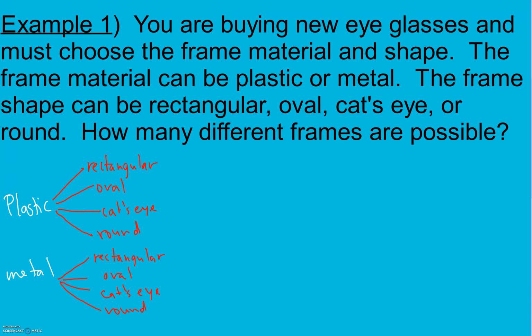How many different frames are possible? If we look here, we could have plastic rectangular, plastic oval, plastic cat's eye, plastic round, metal rectangular, metal oval, metal cat's eye, metal round. That gives us 1, 2, 3, 4, 5, 6, 7, 8 options. So how many different frames are possible? 8 frames.